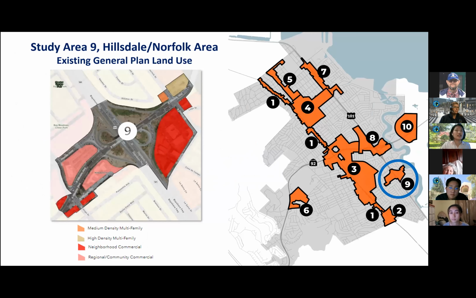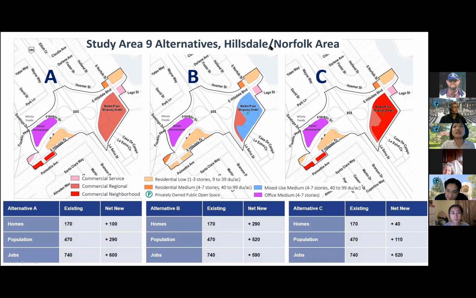So the next study area is number 9. This is the Hillsdale, Norfolk area. Just to give you an idea of what the existing uses are, this is the Kaiser Medical Office Building, Hillsdale, and the Marina Market Shopping Plaza. In the 3 different alternatives, alternative B would provide the most net new residential units at the Marina Plaza Shopping Center, and it would also have a mixed use medium designation. All alternatives designate Hillsdale N for residential uses, which is consistent with the current planning application we have for a new residential project there.